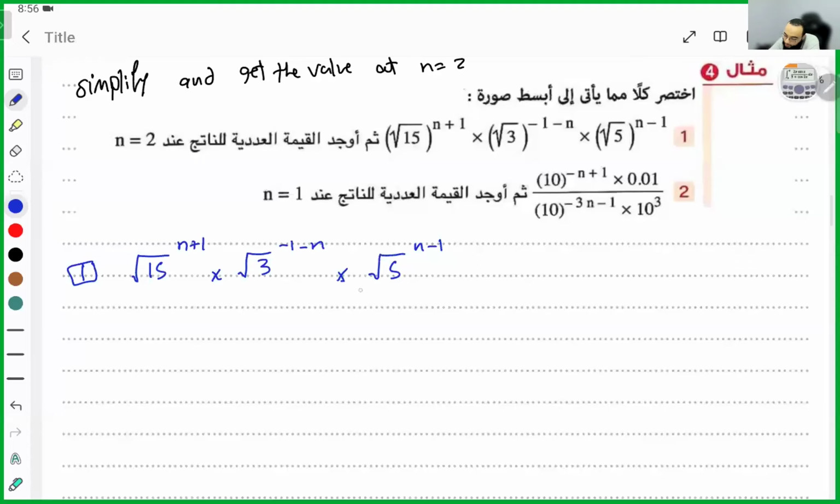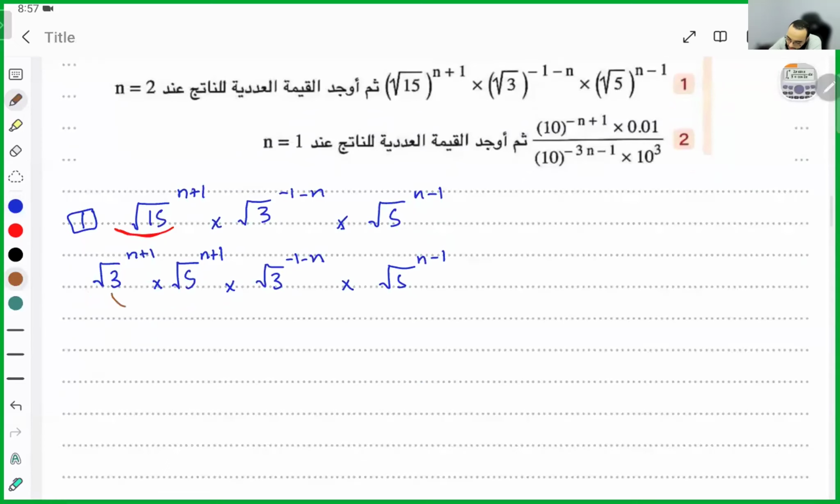Root 15, we can decompose it into 3 times 5, correct? So instead of root 15, I write root 3 power of n plus 1 times root 5 power of n plus 1. These both together are the same as 15. Times root 3 power of negative 1 minus n times root 5 power of n minus 1. Right now it's so easy, because you will get root 3 with root 3 and root 5 with root 5.